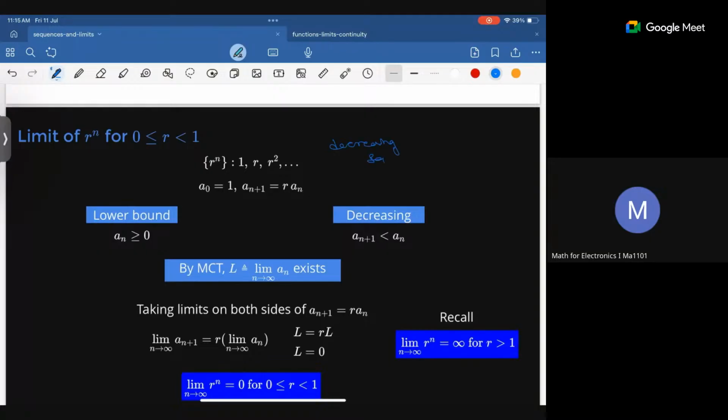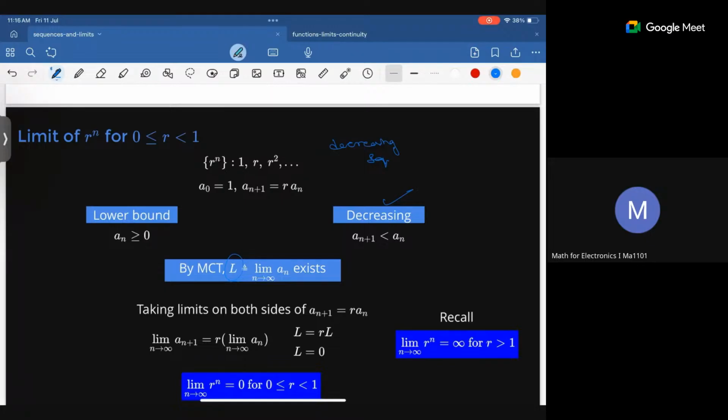Decreasing, and it is lower bounded by 0. So that means it is bounded below also. Using MCT, what we can conclude is this particular sequence has a limit. And we will say that let that limit be capital L.